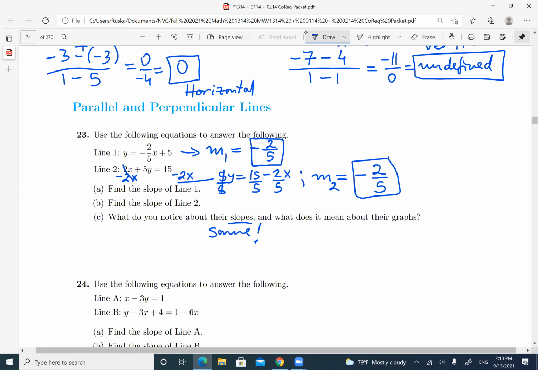If they're the same, what are you going to say about their graphs? They're parallel. Good job. They're parallel because they have the same slope. They're parallel lines. Okay, that's right. Everybody understand that? So if you have the same slopes, they're parallel lines.